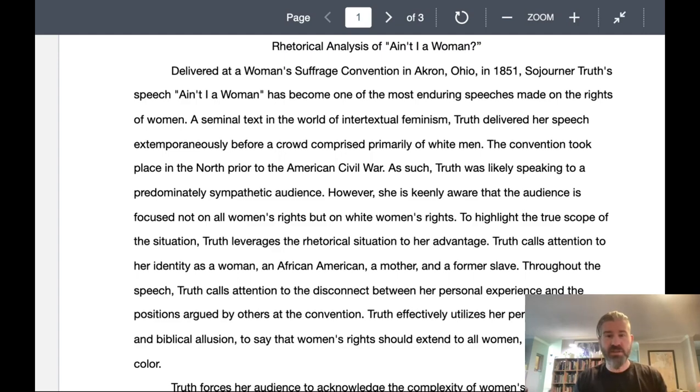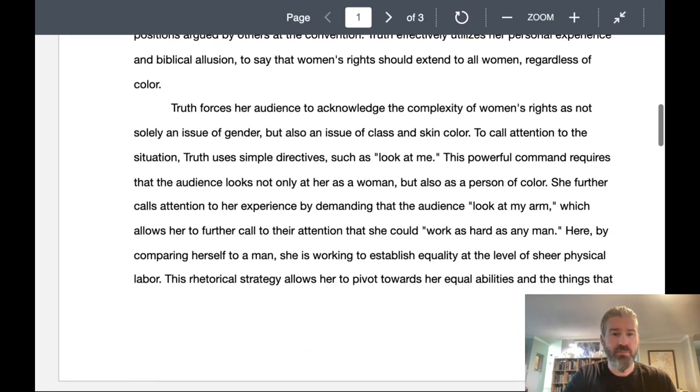Again, not a perfect essay, but I find that it's actually more informative to look at sort of B-range papers to get an idea of what's working and what's not working. So let's scroll down to the first body paragraph.